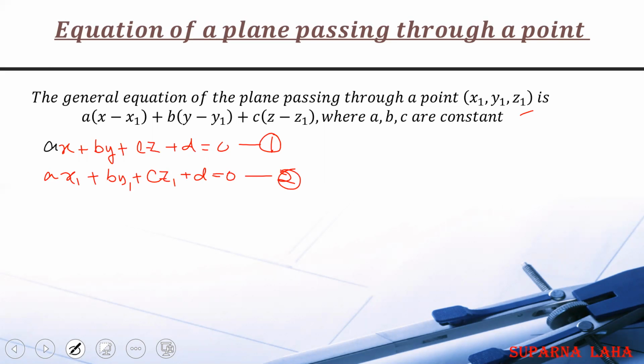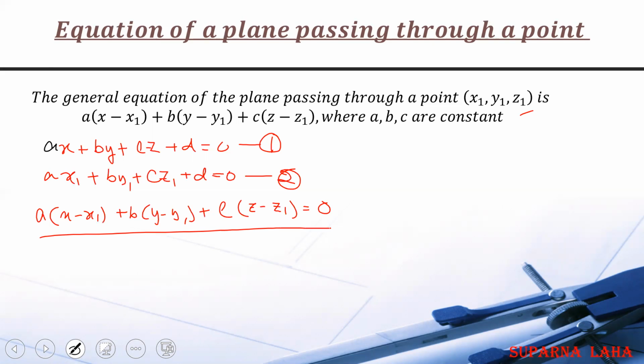Now, if we subtract 2 from 1, we will get a into x minus x1 plus b into y minus y1 plus c into z minus z1 equals 0. D cancels, and this is the equation of the plane passing through one single point.